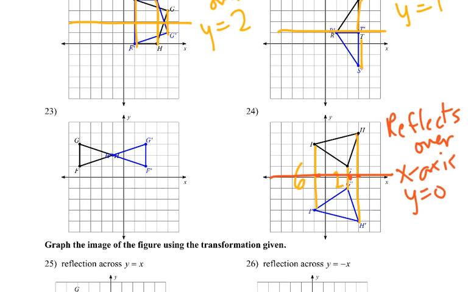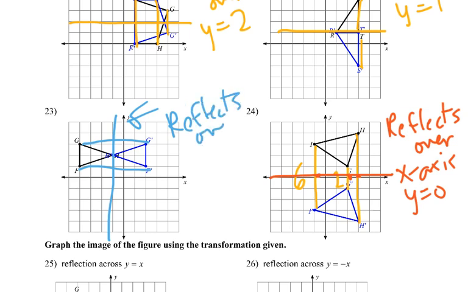Okay, 23, same idea. H is on the same place. If we look in between G and F, we're going to realize that that's right there, our line, so it reflects over x equals -1. Because vertical line is x equals.